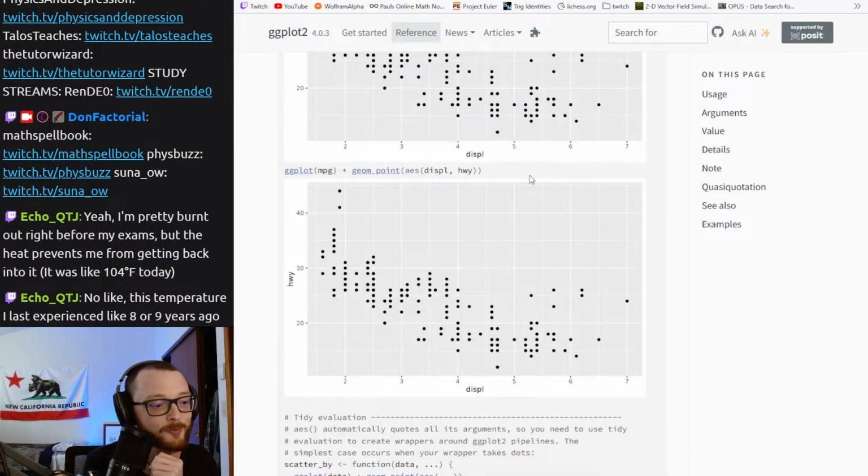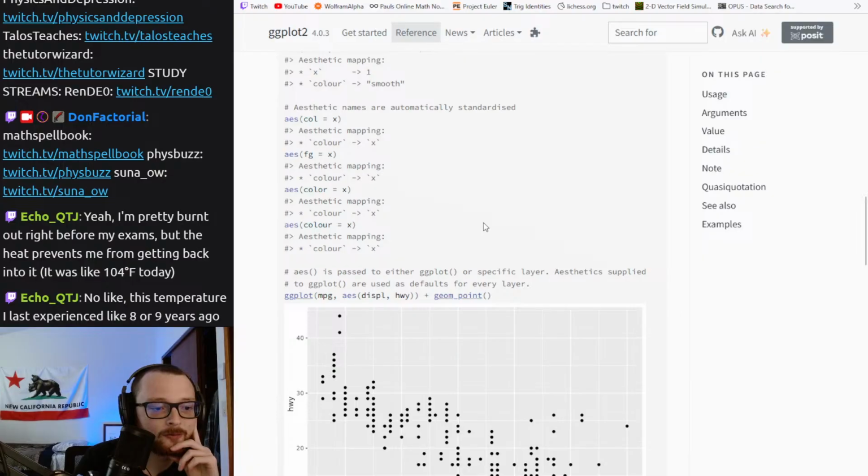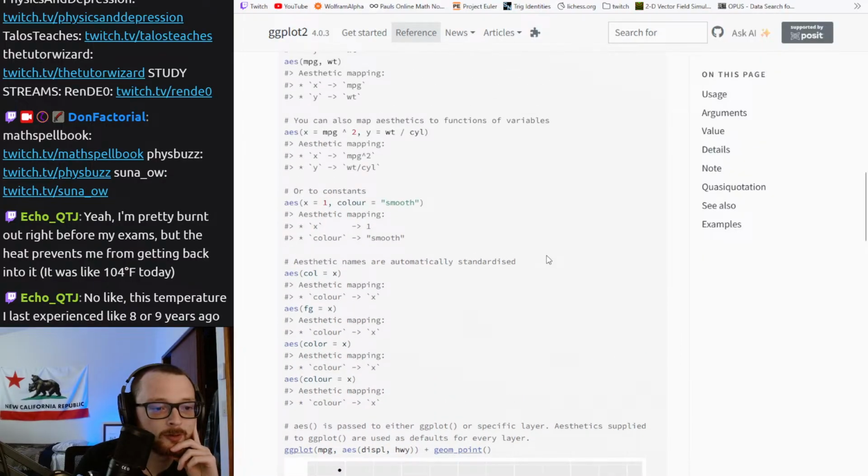Experienced 8 or 9 years ago. Yeah, it's just not meant to be that hot over there. So that makes the heat even worse, and AC isn't super common because you just don't usually need it.